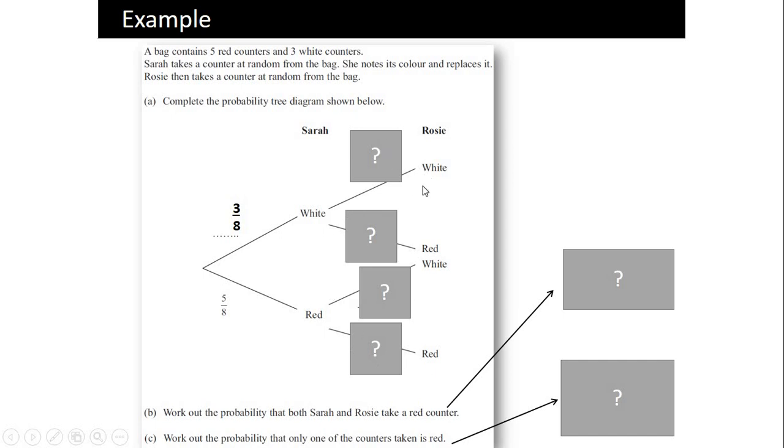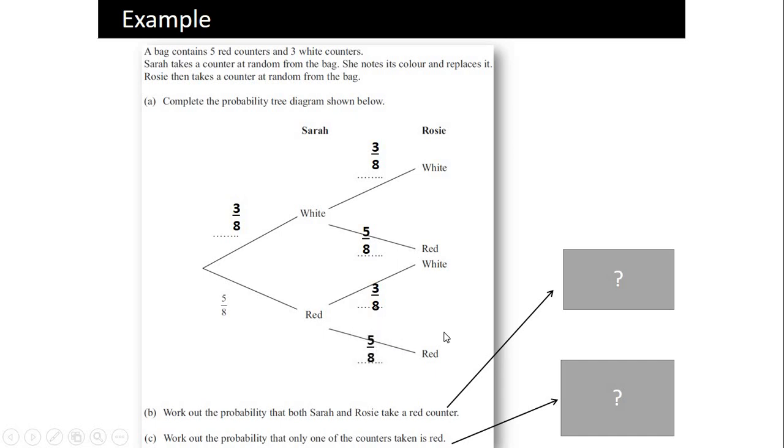So the probability now that Rosie picks a white counter, well, Sarah replaced the white counter, so there's still a chance of 3 in 8, 3 eighths, that Rosie picks a white. And there's still a chance of 5 eighths that Rosie picks a red. And the probabilities are then the same here. So if she picks a red, the chance of her still picking a white on the second pick is 3 eighths, and a red is 5 eighths.